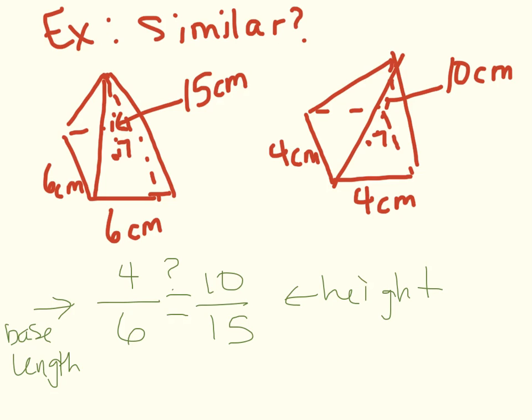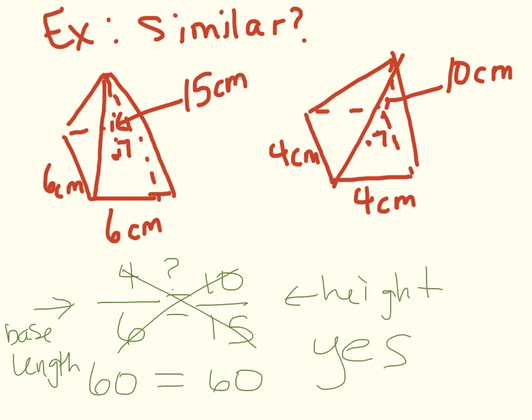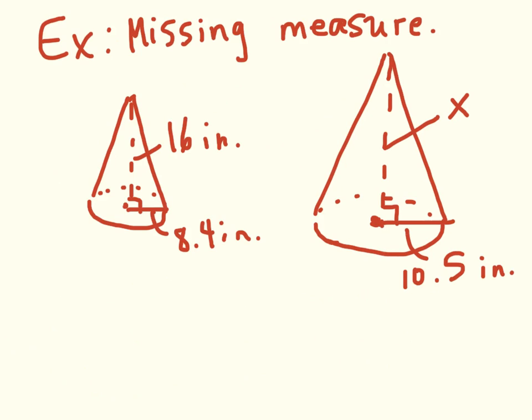So an easy way to do this is just to cross multiply. I get 60 over here, and 4 times 15 I also get 60, so they are equal. So yes, they are similar solids. Okay, now if I know that two solids are similar, then I can find a missing measure.